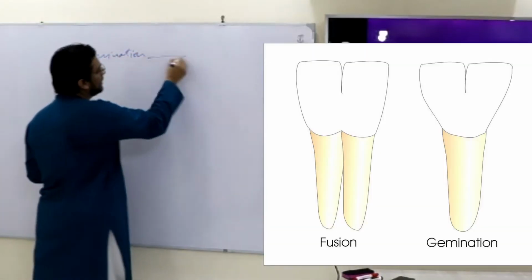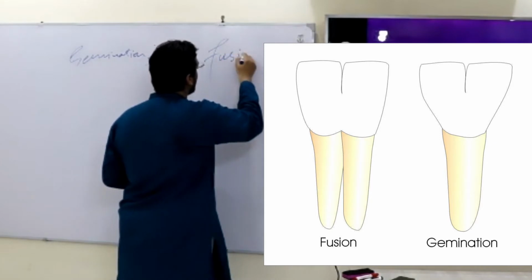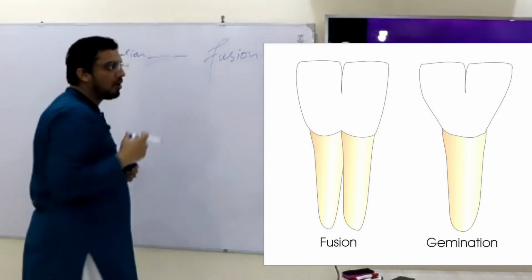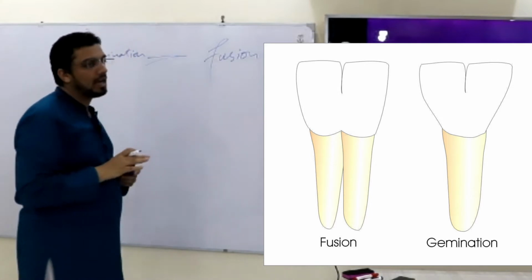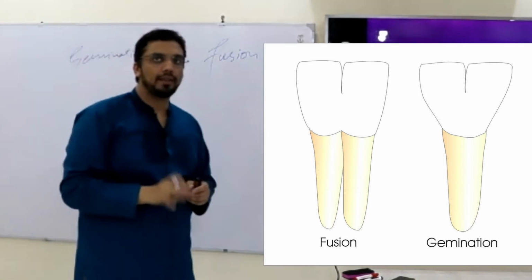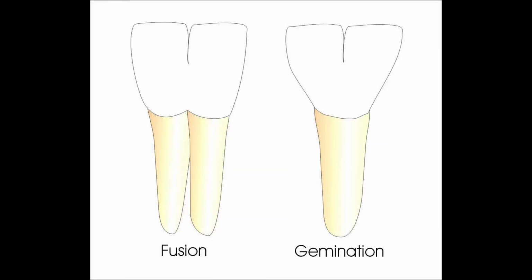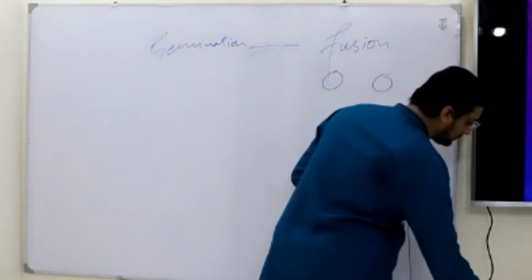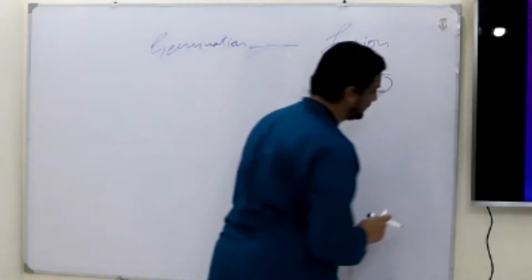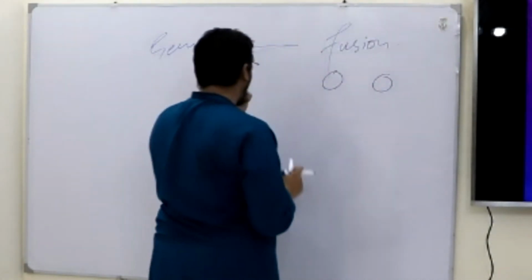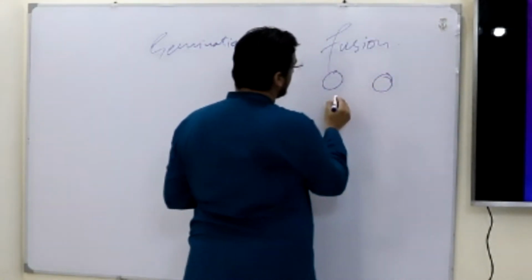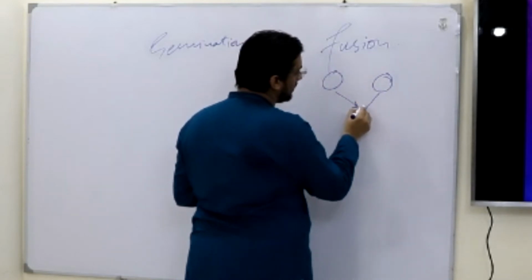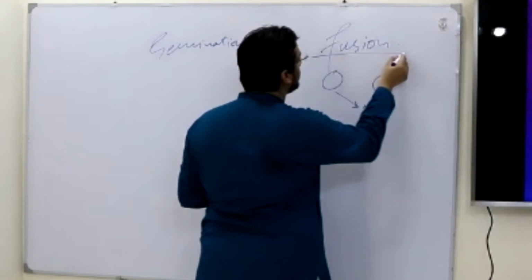Gemination, and we have the fusion. The only difference is that the clinical appearance may look the same, but the cause can be different. In fusion, you have two enamel organs, and these two enamel organs fuse, as the word fusion says.